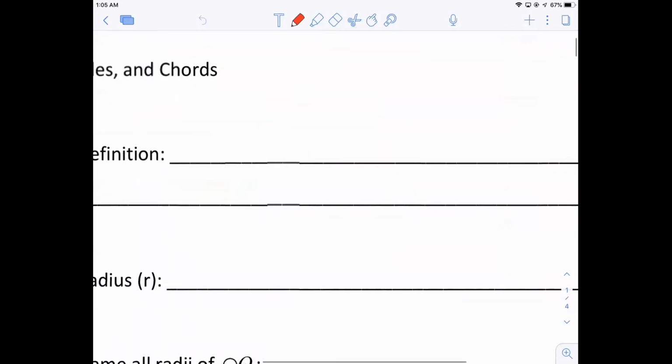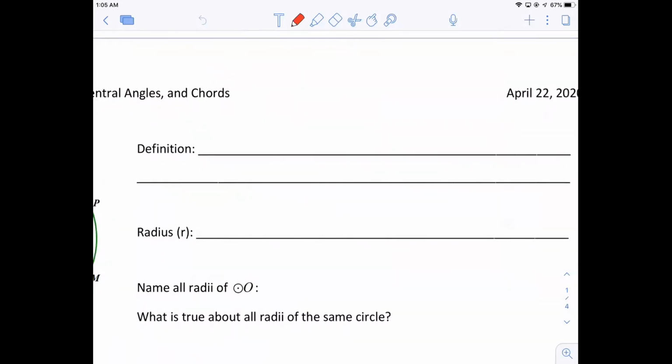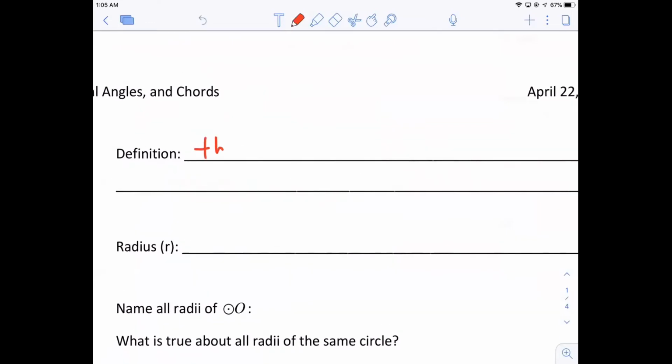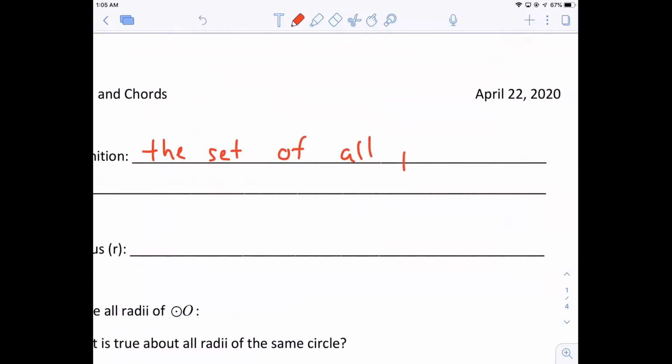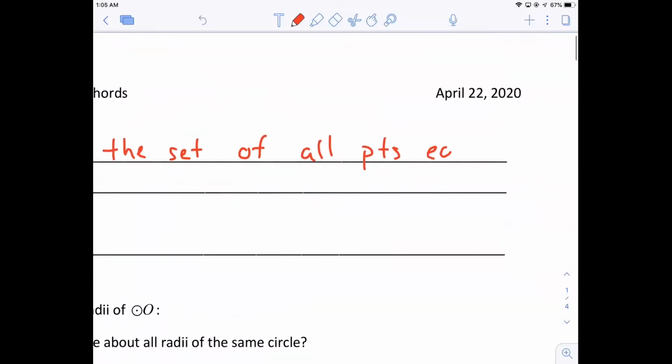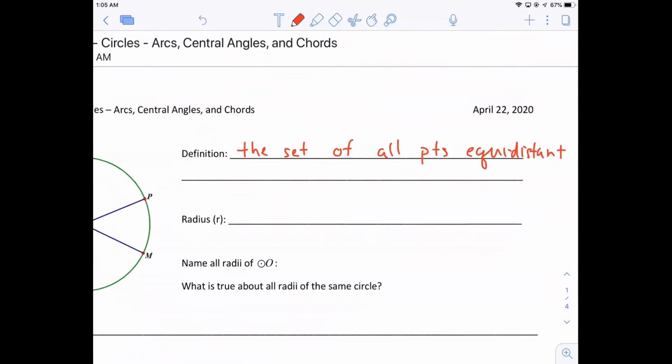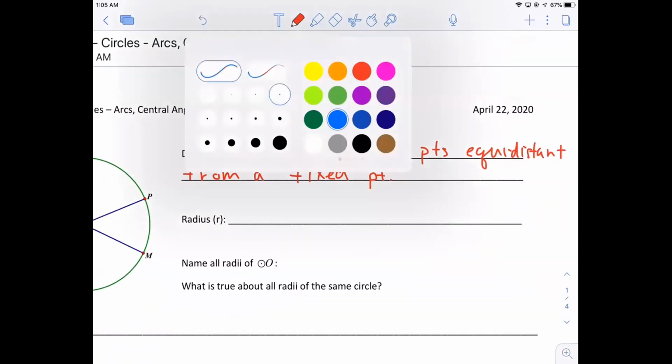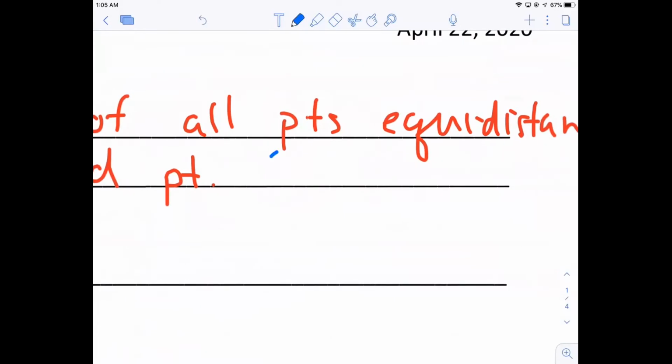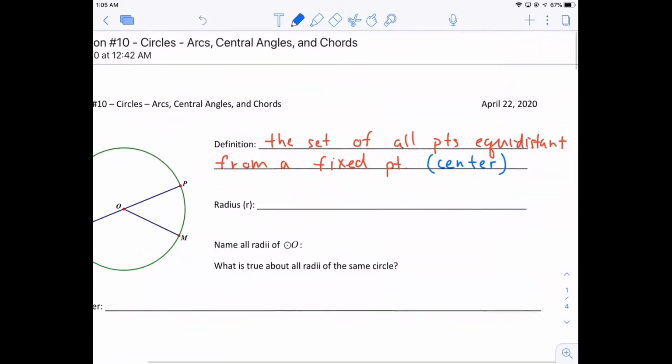So you might have written this down very early on in the year, but the definition of a circle: it is the set of all points equidistant, the same distance away, equidistant from a fixed point. And what do we call that fixed point that all points are equidistant from? Very good, class. That is called the center of the circle.